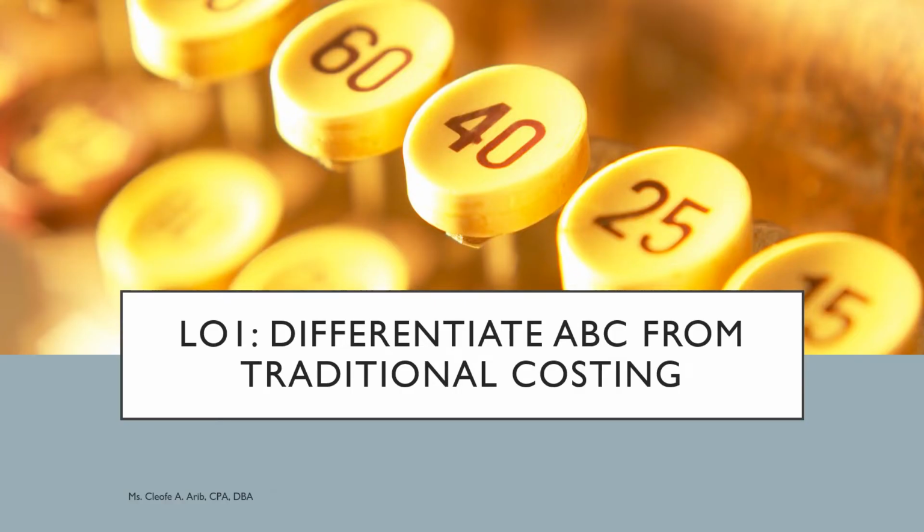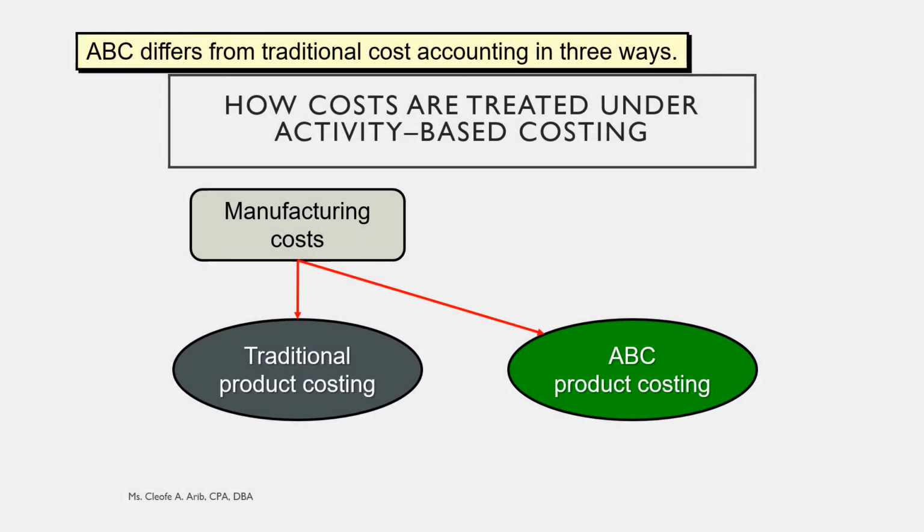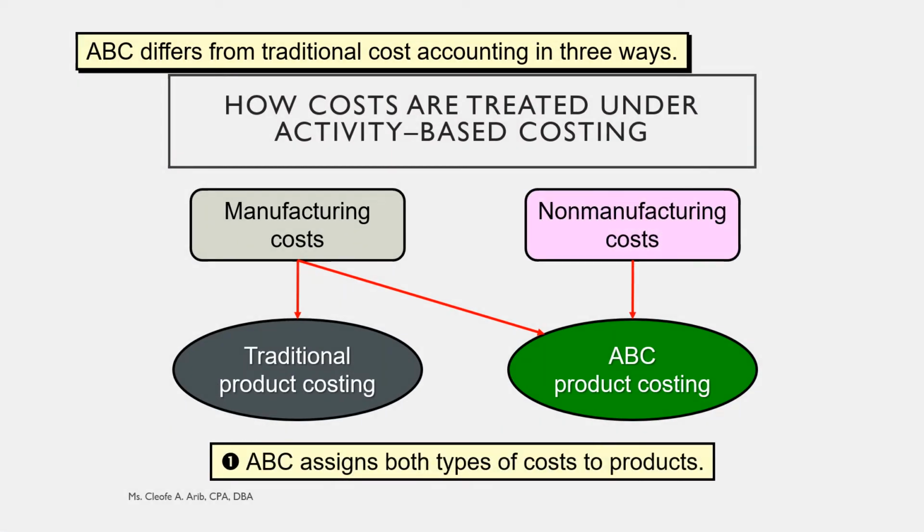Let us begin with our first learning objective, that is to differentiate ABC from traditional costing. ABC differs from traditional cost accounting in three ways. First, non-manufacturing as well as manufacturing costs may be assigned to products, pero only on a cause and effect basis.